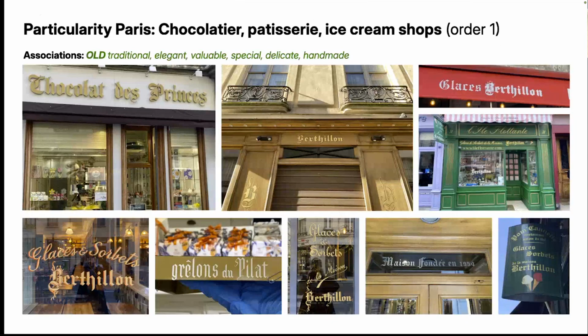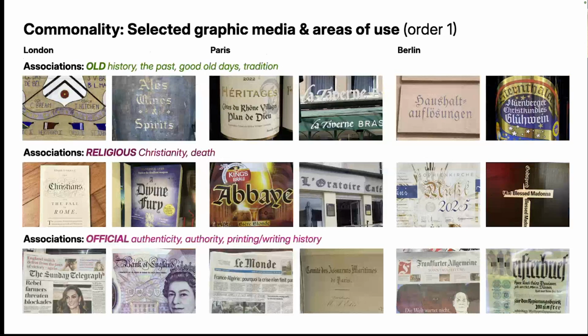Okay, something that struck me as very interesting, and very particular, is the use of blackletter in Paris sweets shops, chocolatier, patisserie, things where the shop owners say it's elegant, it's valuable, it's established, and passers-by say it's delicious. It also hinted at something being produced à l'ancienne in a traditional way. So that was something I haven't found in German or British contexts at all.